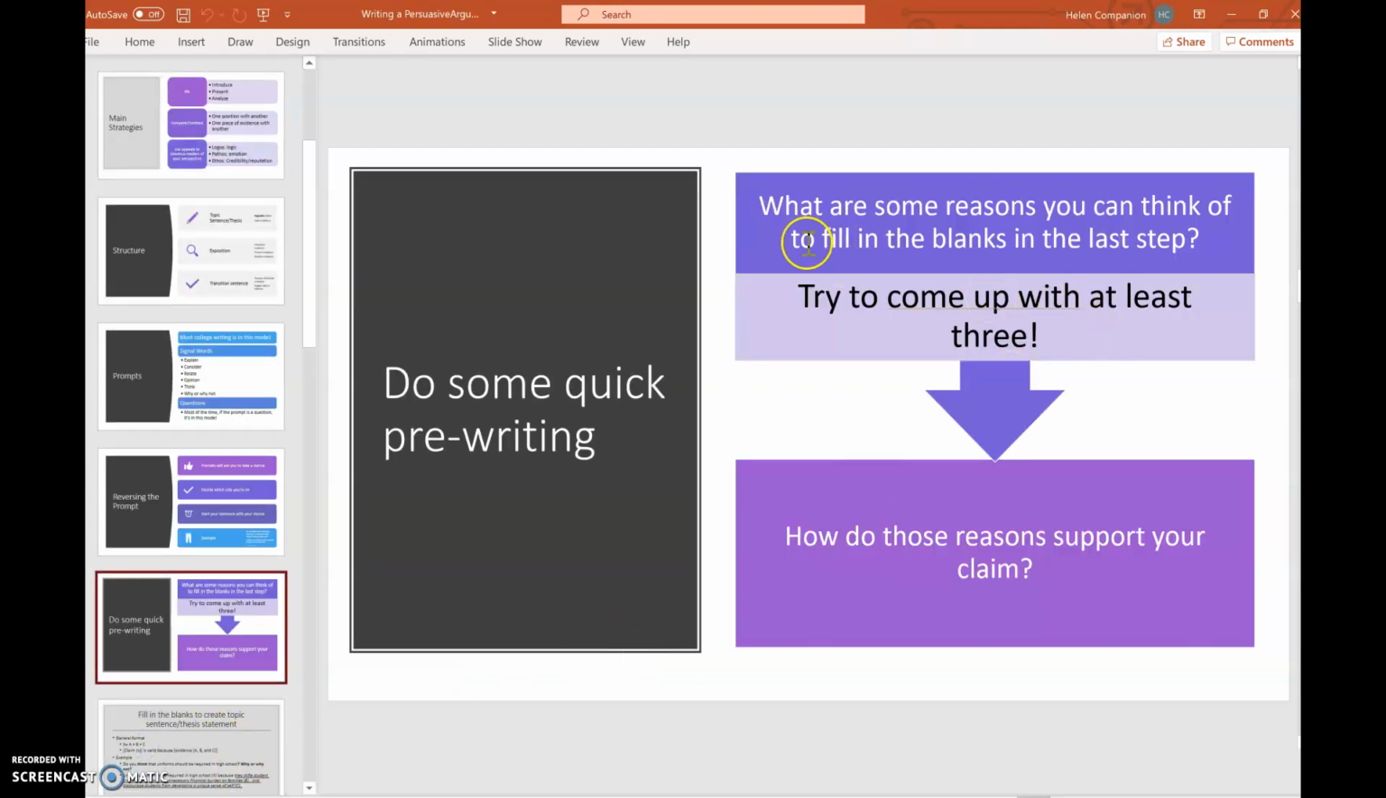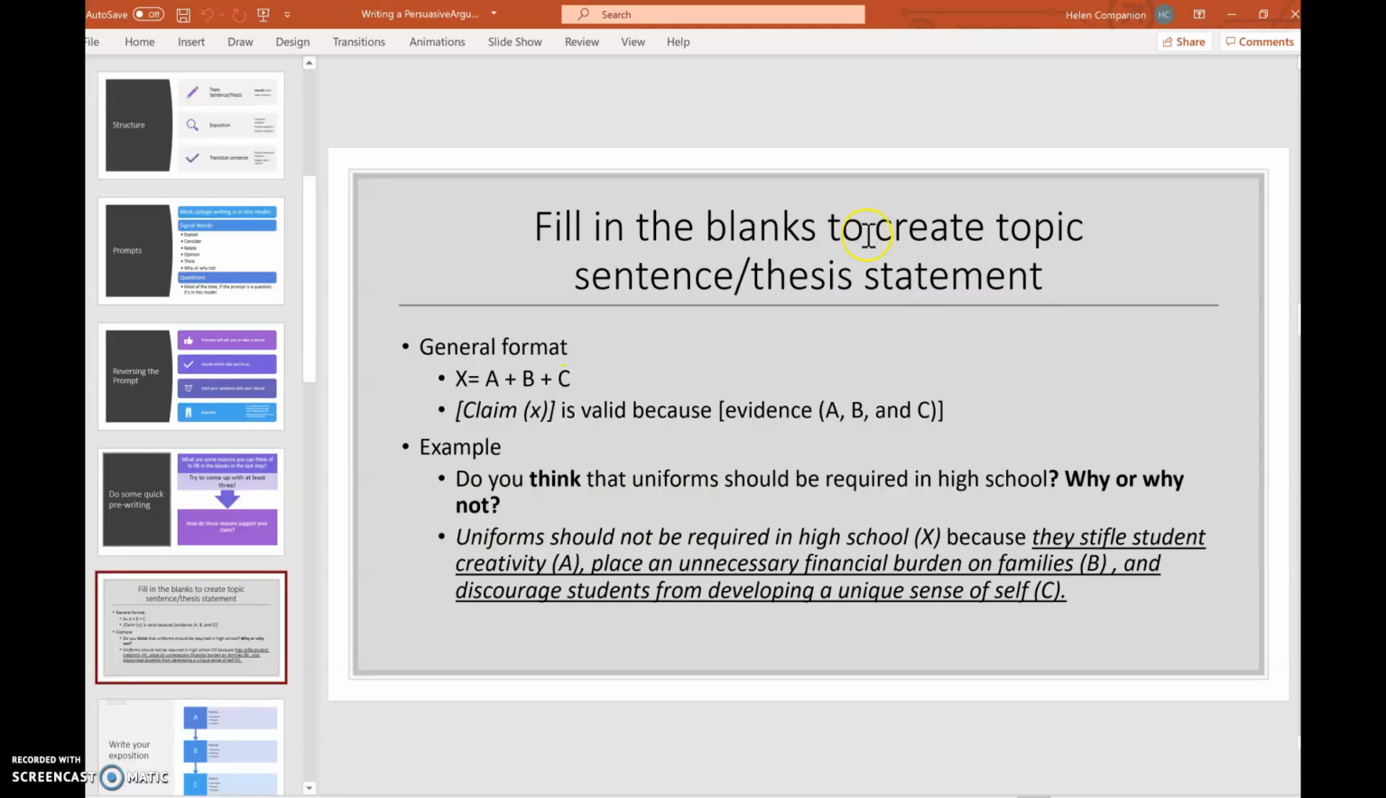So what are some reasons you can think of to fill in the blanks in the last step? You really want to come up with at least 3 and think about how those reasons support your claim. And it's a good idea to just jot down some notes at this point, especially when you're doing research, to think about what kind of evidence you might want to integrate. Then you're going to fill in the blanks to create your topic sentence or your thesis statement.